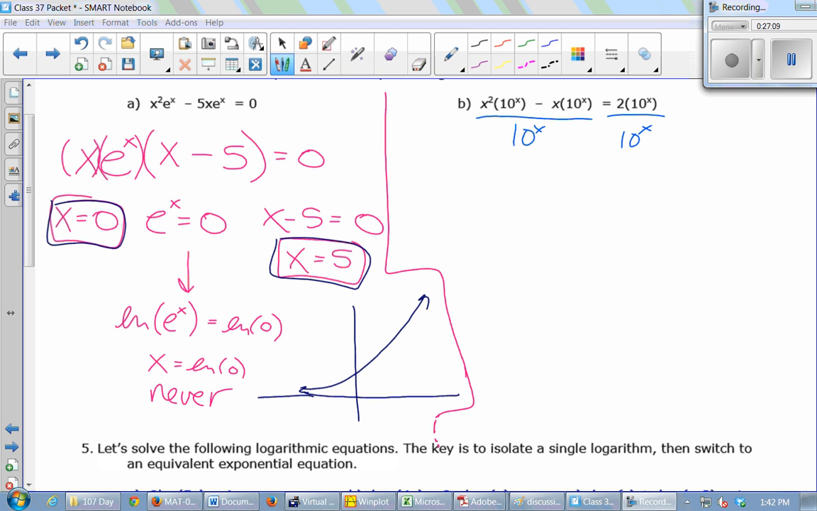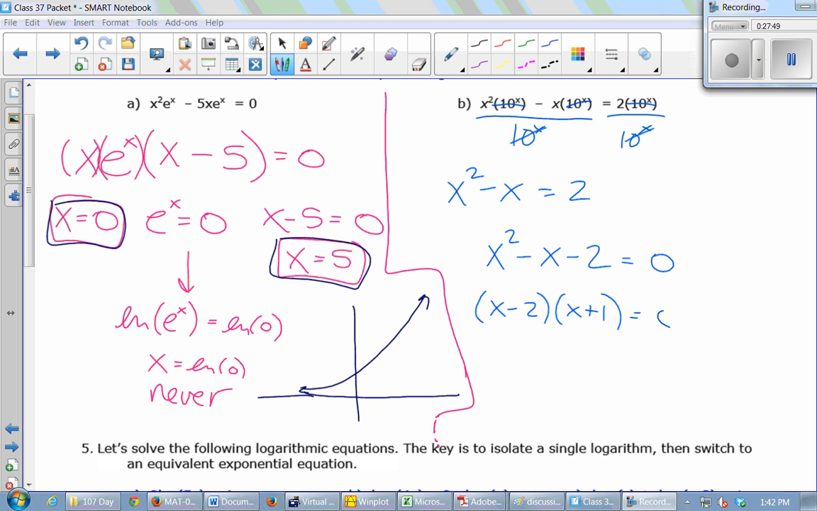Normally I caution against dividing by a variable, or an expression with a variable in it, because you might inadvertently divide by 0, since you don't know what the value of the variable is. But 10 to the x can never be 0, it's got an asymptote at the x-axis. So I can do this division without any problems. Then I have cancel, cancel, cancel, and I end up with x squared minus x equals 2, which is a quadratic equation. I can move the 2 over, and this factors into x minus 2 times x plus 1. And we get x equals -1 and 2.